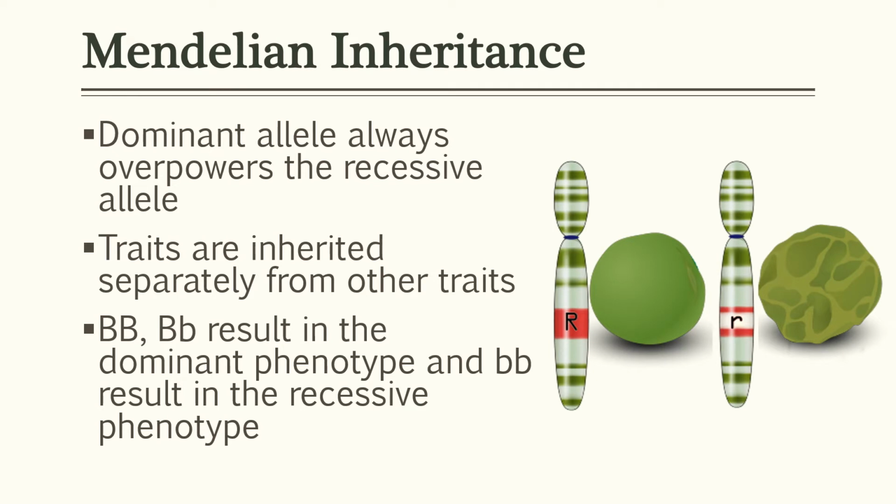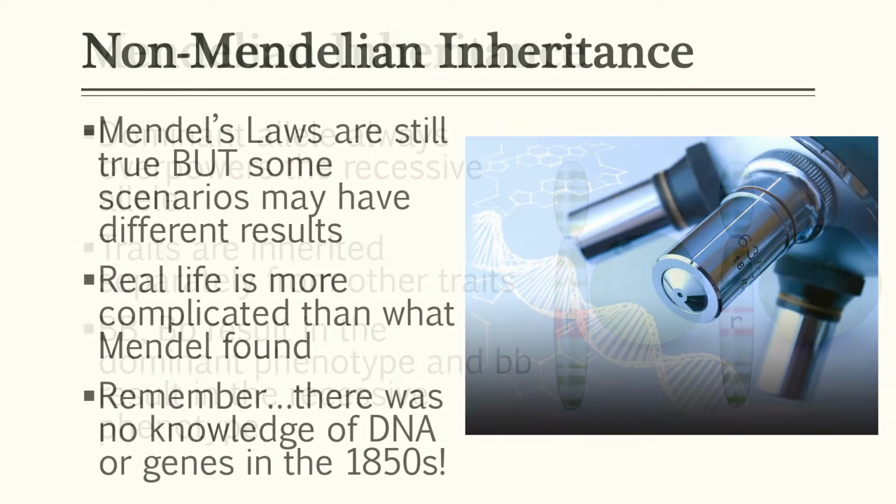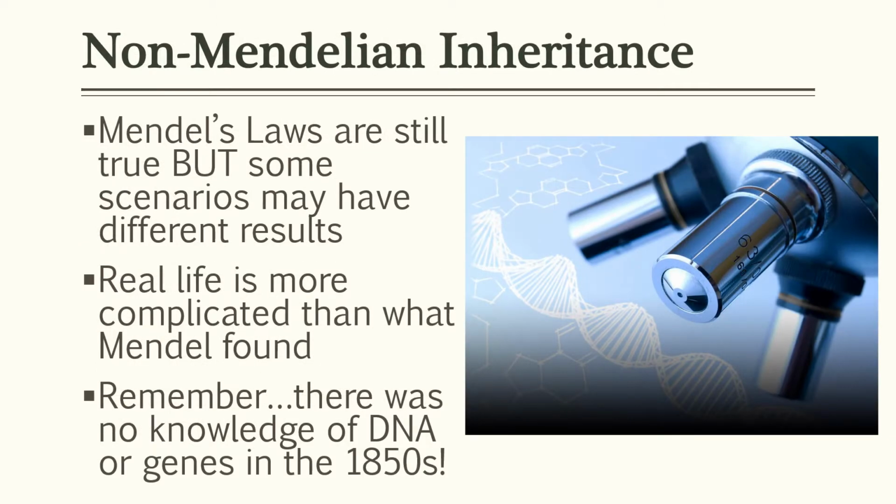So Mendel said that the dominant allele always overpowered the recessive allele. The traits are always inherited separately from other traits, and that when you have one dominant allele, it's always going to show up. But we're finding that in real life, that's not always the case. It gets a little bit more gray as we move forward. So while his laws are still true, we have to add on a deeper understanding now.